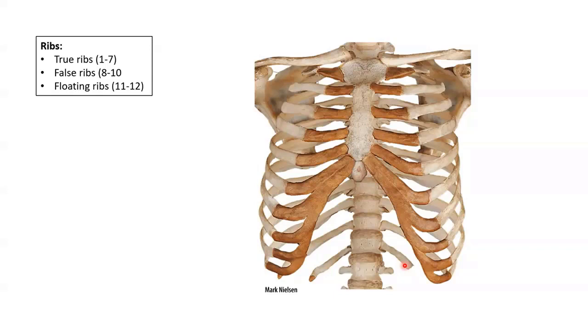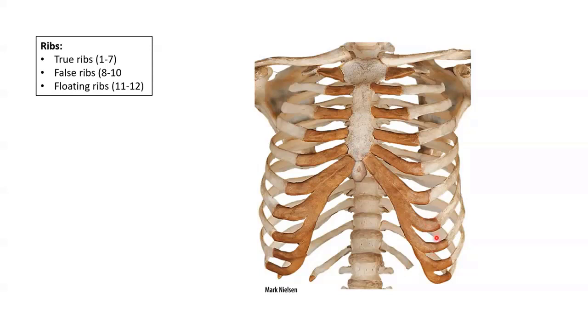The ribs that have costal cartilages that attach directly to the sternum are called our true ribs. So if we look at these top 7 ribs up here, they go from the vertebral column at the back, curve around the thoracic cavity, attach to this costal cartilage, and then directly onto our sternum. These are our true ribs.